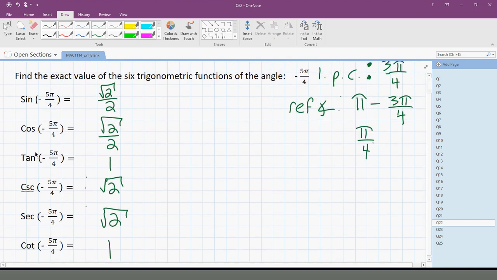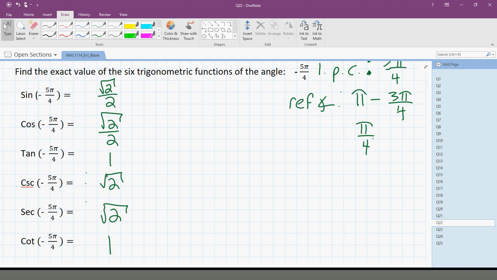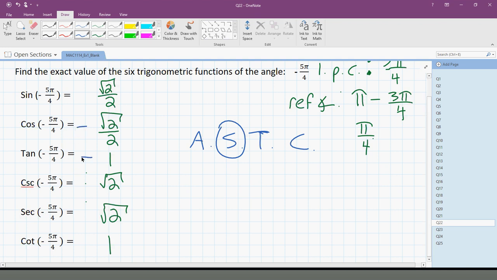Now you got to worry about the signs. So again, this is where we go back to All Students Take Calculus. We are in quadrant 2, so that's about the S. So who has to be positive? Sine and cosecant are positive. That means everybody else is negative. And there's your answers.